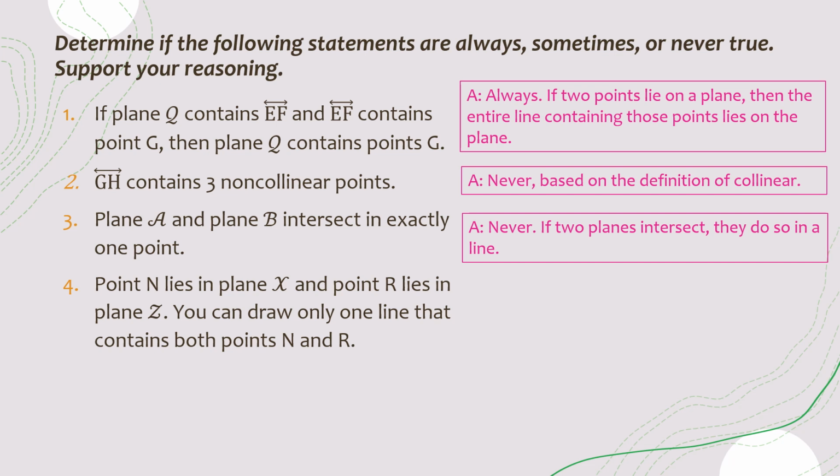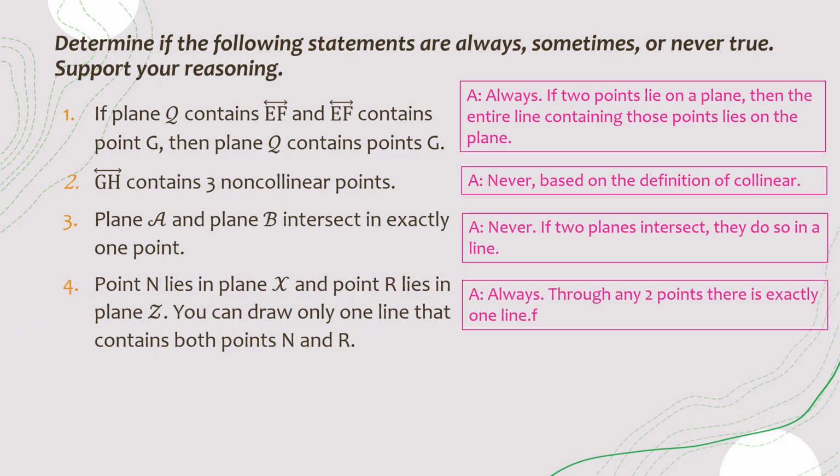You can draw only one line that contains points N and R. This is always true through any 2 points, no matter if they're in different planes or not. Through any 2 points, there is exactly one line.